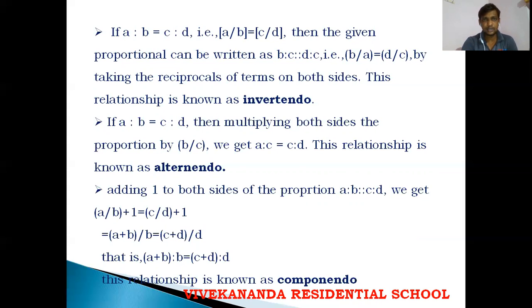Okay, the first one is invertendo. That means we have to invert A and C, so B by A is equal to D by C. In the same way, that is called invertendo. And the second one is alternendo, where we have to multiply the proportion by B by C, that is A is to C is equal to B is to D. And the third one is componendo. After simplification, that means simply we have to add 1 to A is to B and C is to D, that is A by B plus 1 is equal to C by D plus 1. After simplification, we'll get A plus B is to B is equal to C plus D is to D.